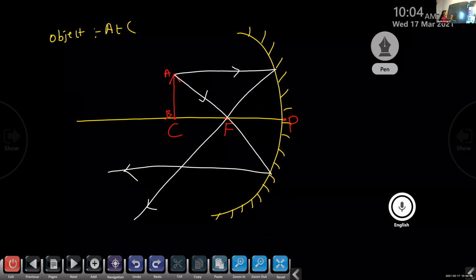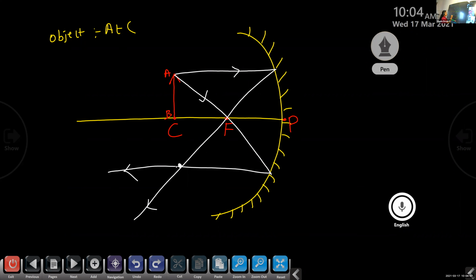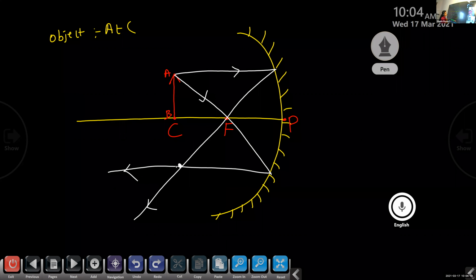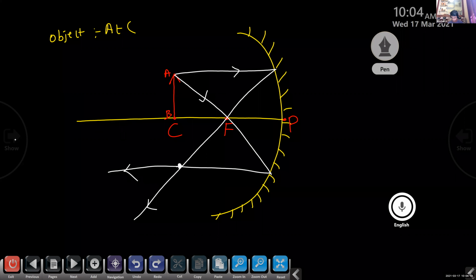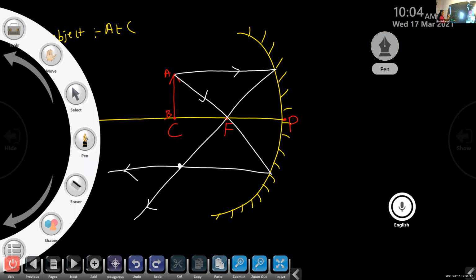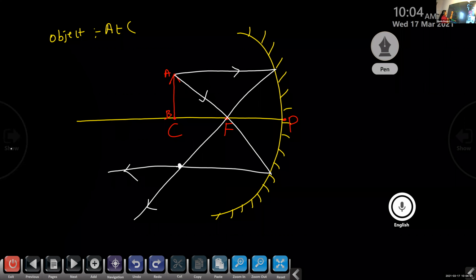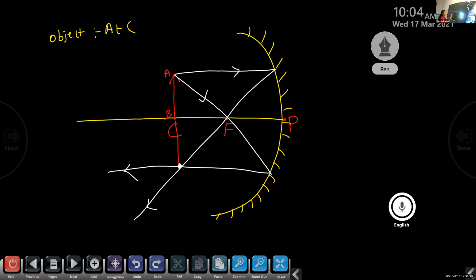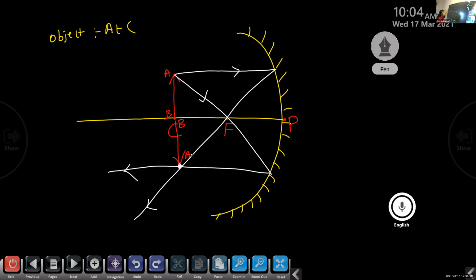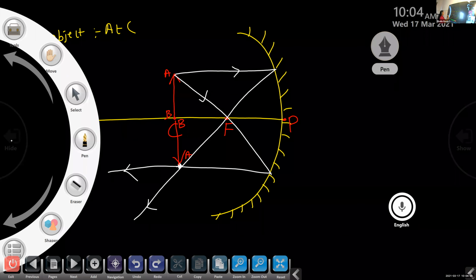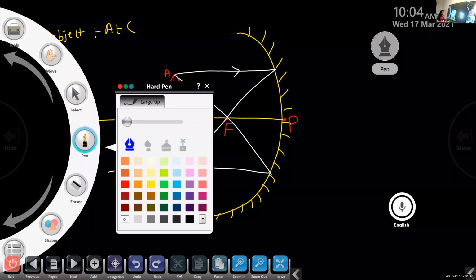Then we get the image here. Where do we get the image? At C. We get the image at C, right? Because these two lines coincide here. Since it is real and inverted, we mark it as BA. So in this case, we are placing the object at C, and we get the image at C itself.